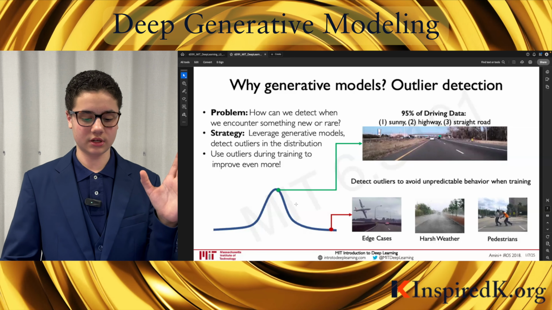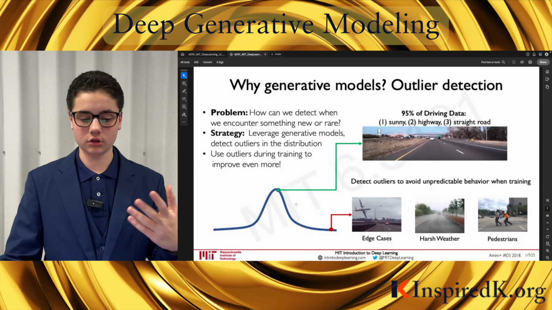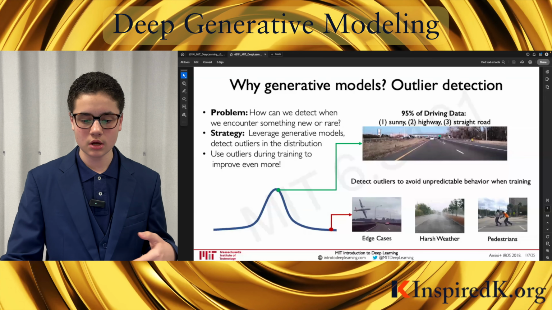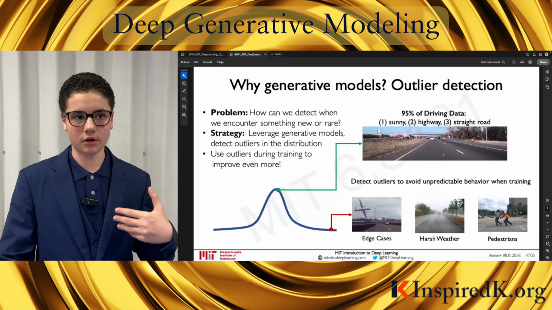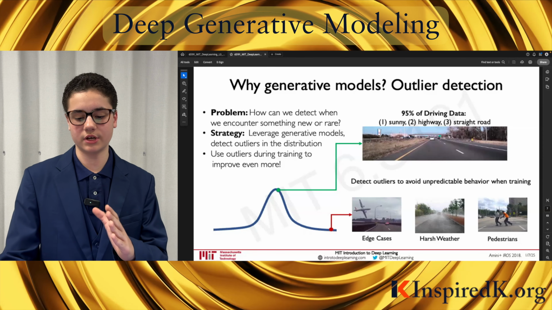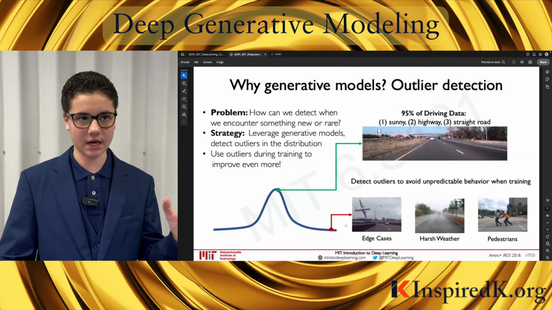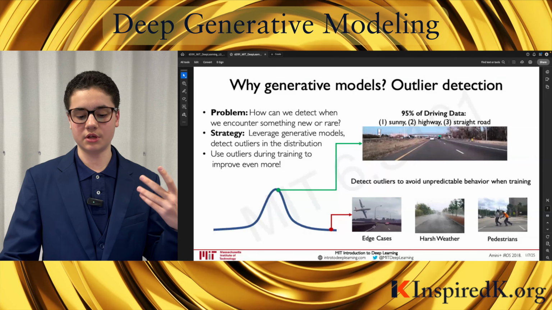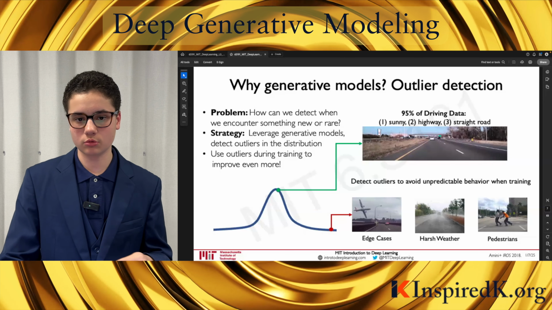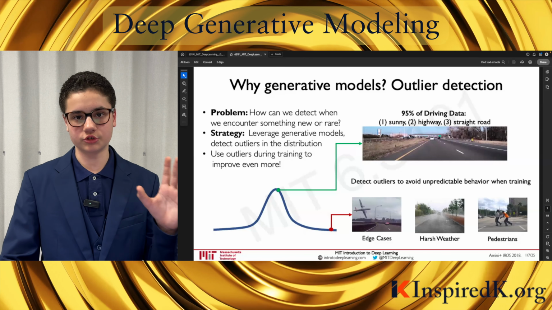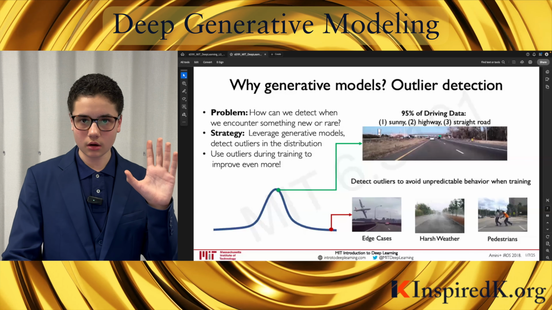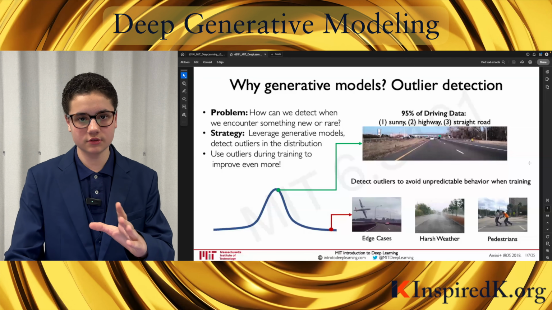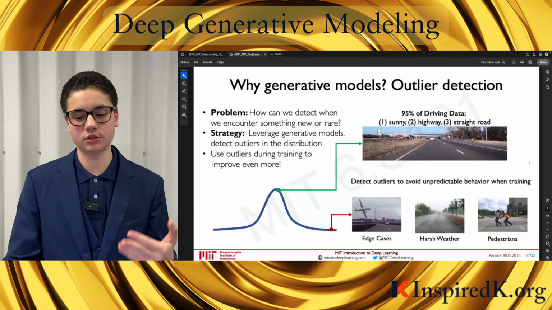Let's say we're performing a self-driving car task, and most of our driving data that we're going to be training on will be in a sunny environment on a fast-moving highway with a straight road. However, on the edges of our density, we have many other examples where there may be edge cases of a curved road, an odd environment, harsh weather where the data may be mutated in some way due to the outside weather, or pedestrians, which will require the car to stop and not continue driving.